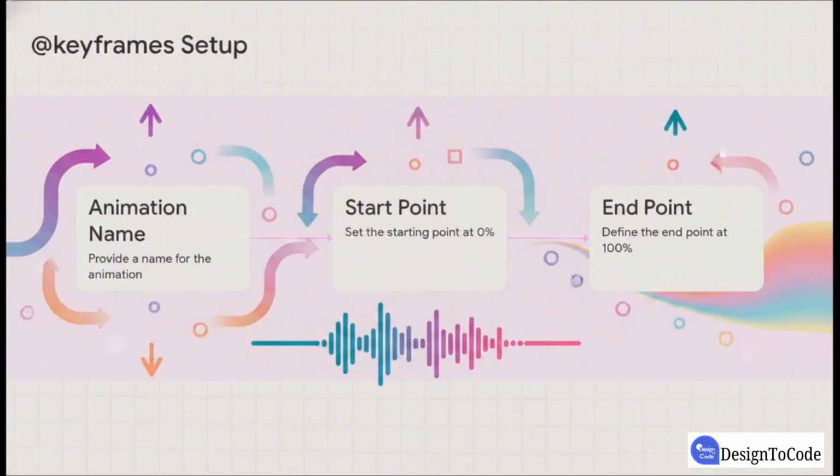Let's take it even further with infinite keyframe animations. Building one is beautifully simple. Step 1, give your animation a name. Step 2, set your starting point at 0%. Step 3, define the endpoint at 100%. By tossing a transform property inside those percentage steps, you can dynamically float elements up and down the page forever. It is a fantastic way to create a really engaging visual experience.